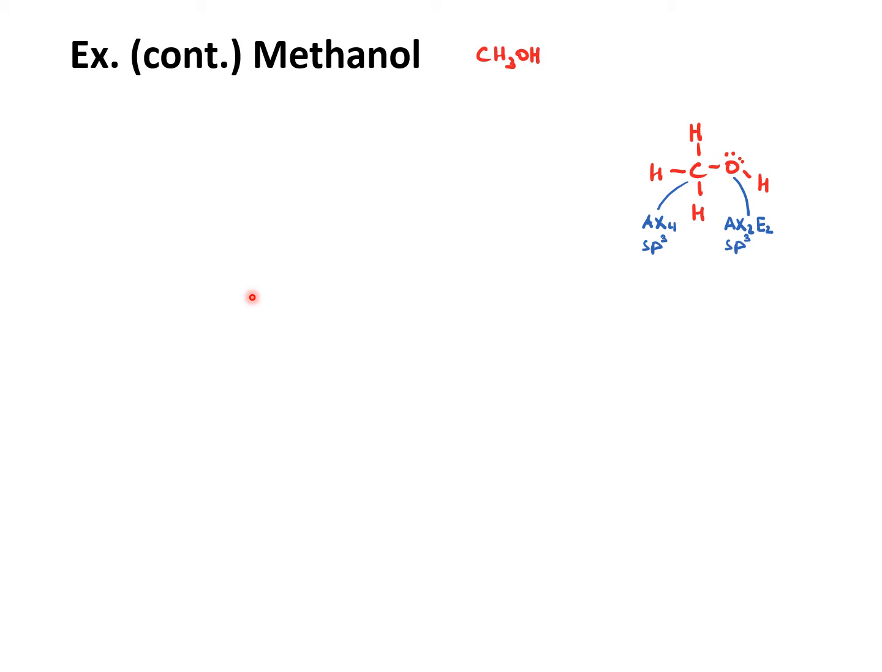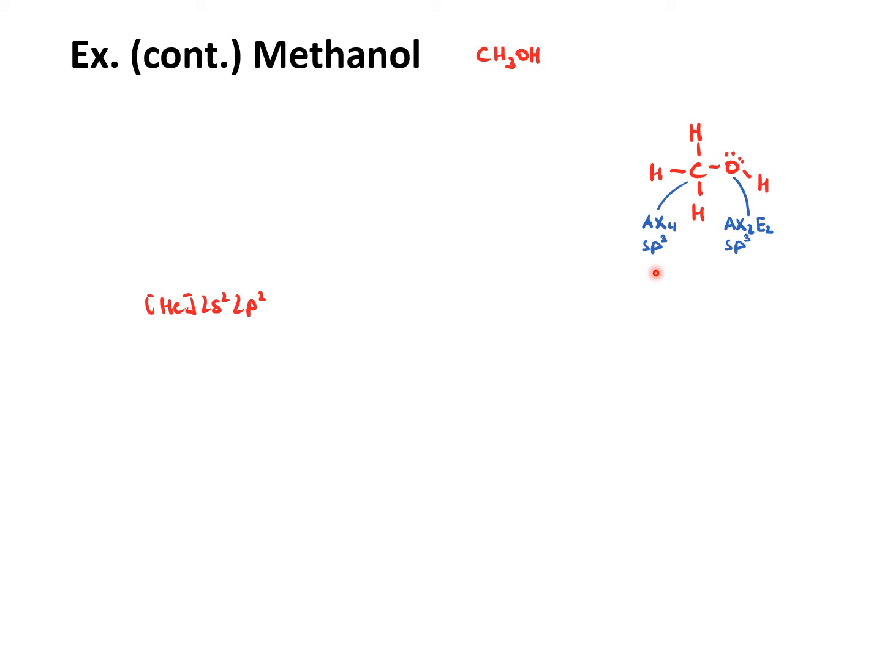Looking at the carbon atom first, we can write the electron configuration for carbon, and since it is in group 14, based on its position in the periodic table, the electron configuration can be written as [He] 2s2 2p2. So we can see that carbon has 4 valence electrons.